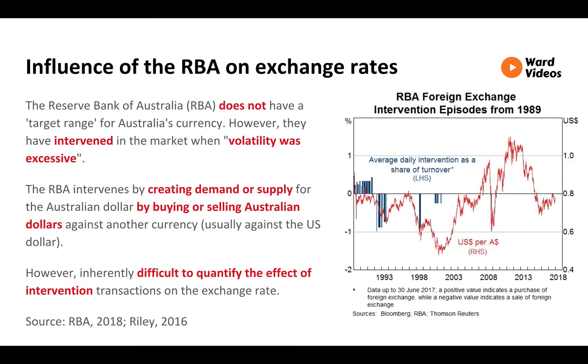Here we have a graph from the RBA on foreign exchange intervention from 1989 against the US dollar. A positive sign indicates a purchase of foreign exchange, while a negative value indicates a sale of foreign exchange. For example, during the GFC in 2007 and October 2008, the RBA intervened significantly. The RBA stated interventions were designed to improve liquidity in the market and thereby limit disruptive price adjustments.